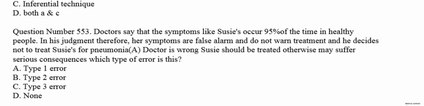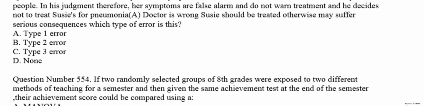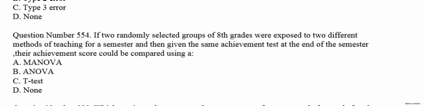Question number 553. Doctors say that the symptoms like Susie's occur 95% of the time in healthy people. In his judgment, therefore, her symptoms are false alarm and do not warrant treatment, and he decides not to treat Susie's for pneumonia. A. Doctor is wrong. Susie should be treated, otherwise may suffer serious consequences. Which type of error is this? A. Type 1 error. B. Type 2 error. C. Type 3 error. D. None. The correct answer is option B. Type 2 error.